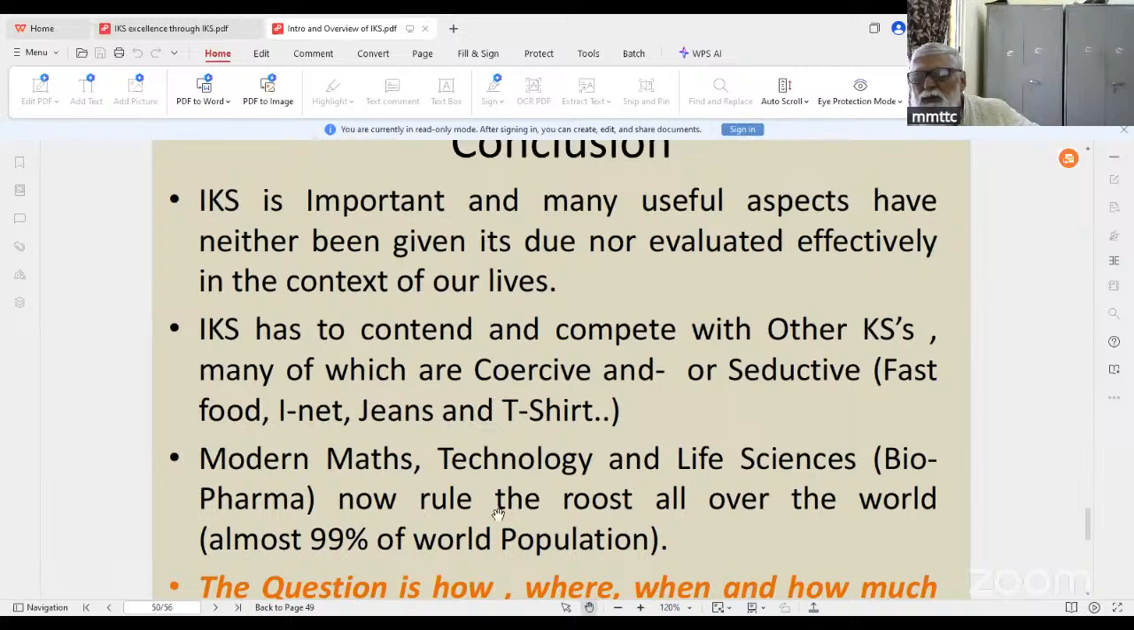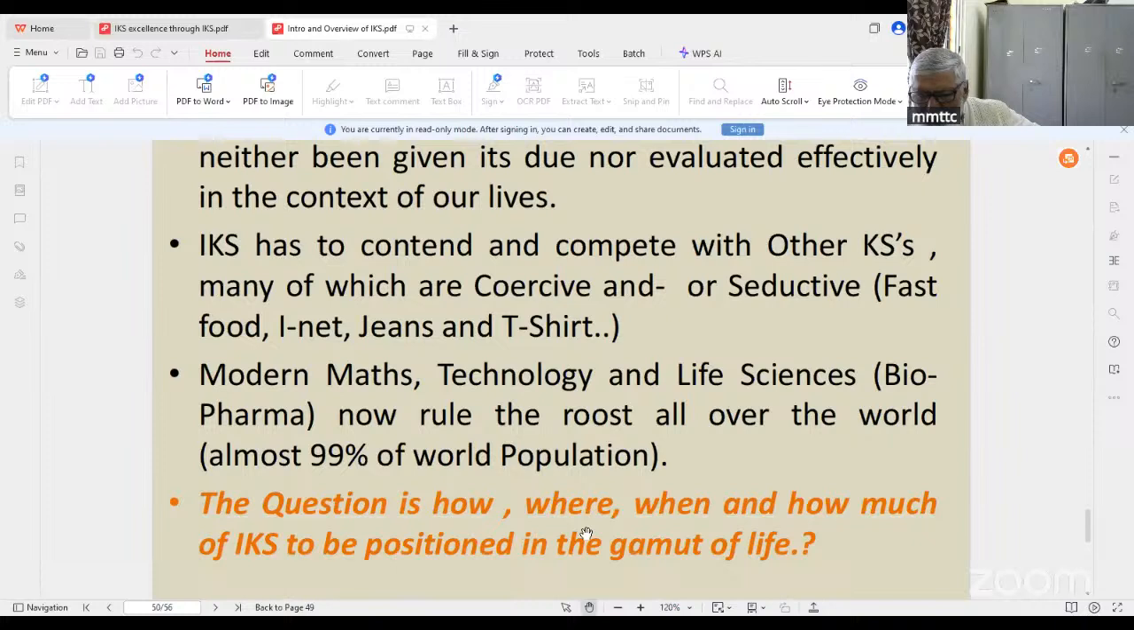Almost each of you has taken a Crocin tablet whenever you had a headache or some fever, right? So the question is, where, when, and how much of IKS to be positioned in the gamut of life. Today, we live a blended life. Can we incorporate more aspects of Indian knowledge system in our life, which also includes our industry, our culture, our food, our dress habits, whatever, right?